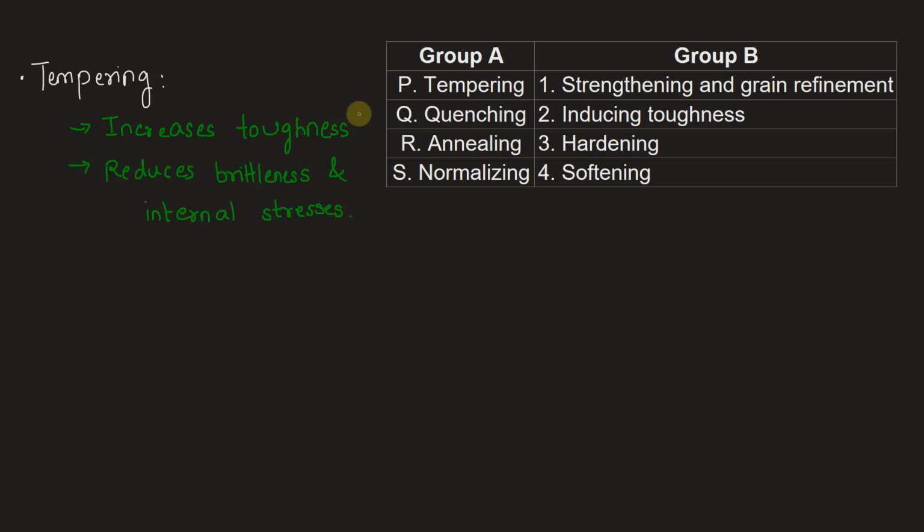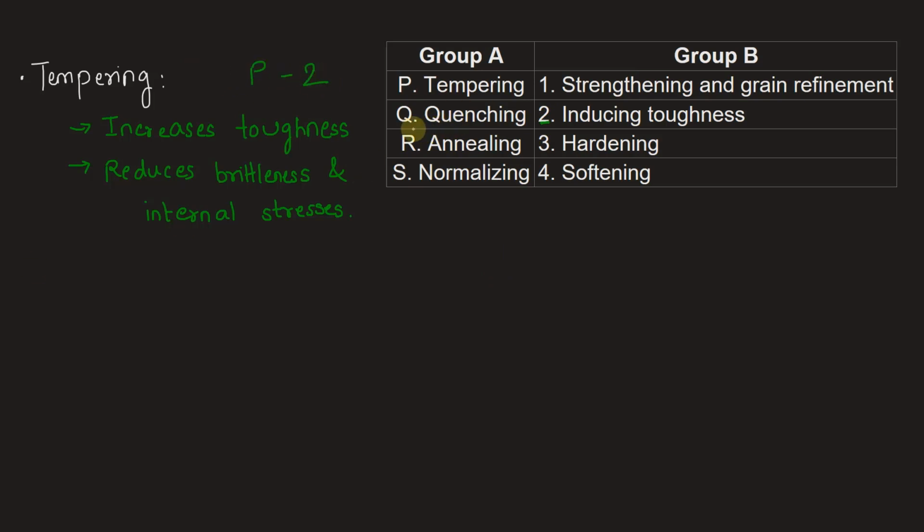So clearly if toughness has increased, that means the material can sustain longer and store more energy before failure, and ultimately the brittleness will be decreasing. It won't fail in a snap. So we can see that in group B, these properties are described by option 2. So for point P, the perfect match is 2.